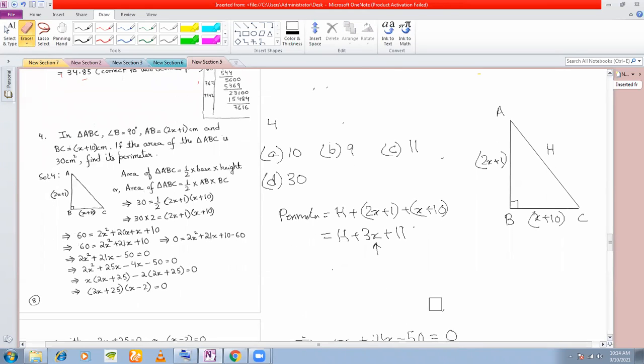No, sir. It cannot be negative. So what can be the lowest value of x? If x is positive, what can be the lowest value of x? So 0, right? So what I do is I put x is equal to 0.